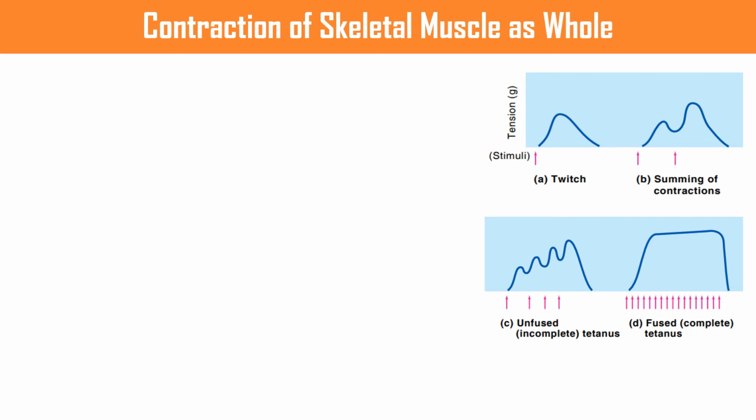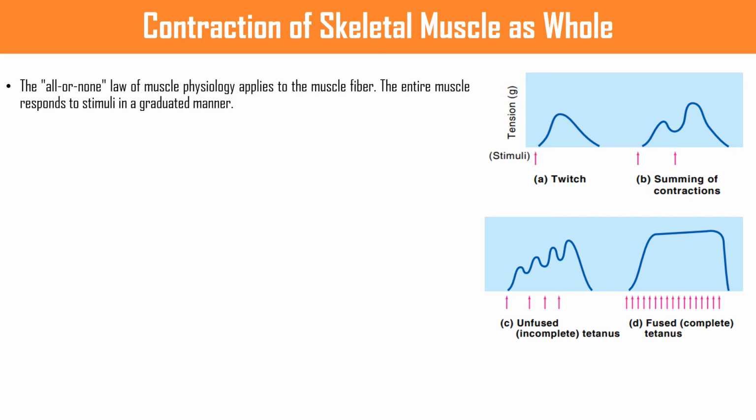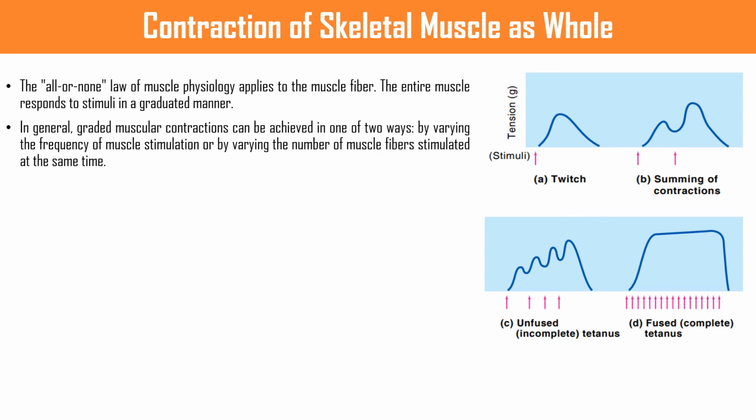Contraction of skeletal muscle as a whole. The all-or-none law of muscle physiology applies to the muscle fiber. The entire muscle responds to stimuli in a graded manner. In general, graded muscular contraction can be achieved in one of two ways: by varying the frequency of muscle stimulation or by varying the number of muscle fibers stimulated at the same time.